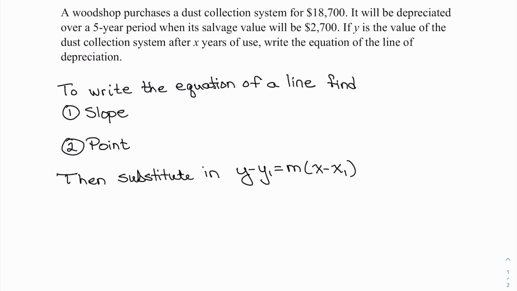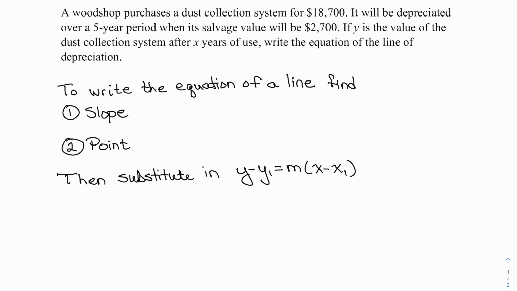Now here we have a woodshop that purchases a dust collection system for $18,700, and it will be depreciated over a 5-year period when its salvage value will be $2,700. So if y is the value of the dust collection system after x years of use, we want to write the equation of the line of depreciation. And a lot of times straight line depreciation is what's used for tax purposes.